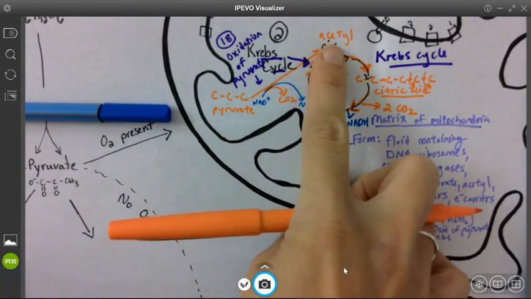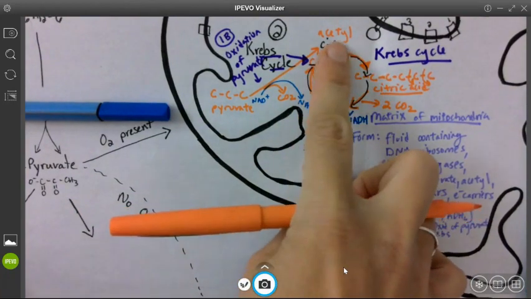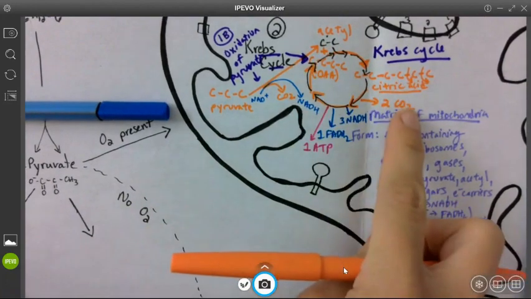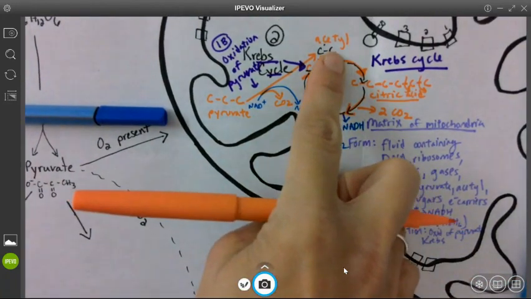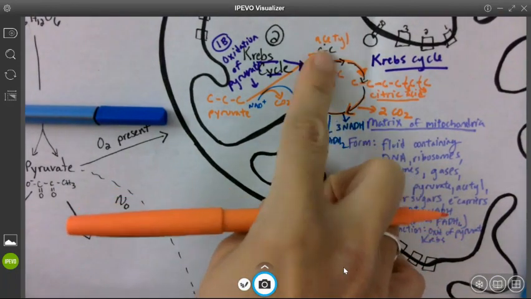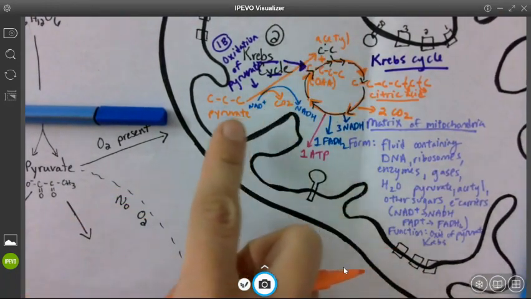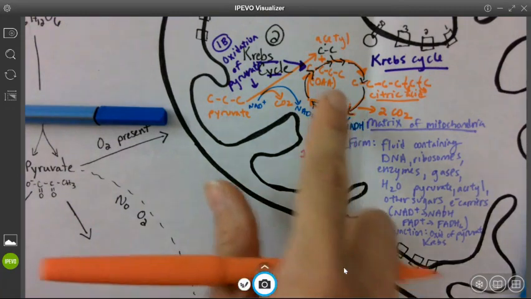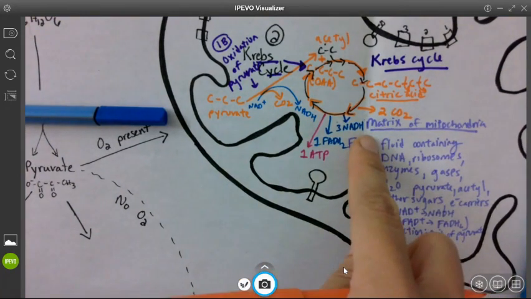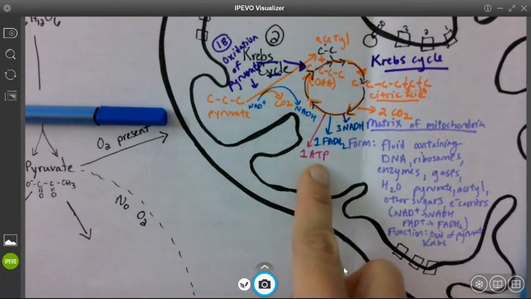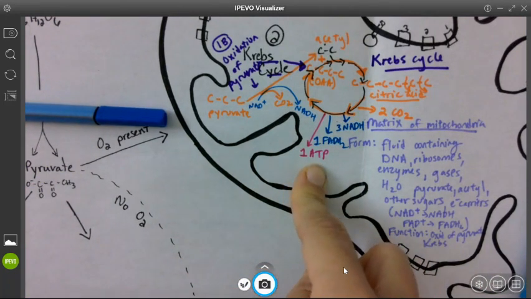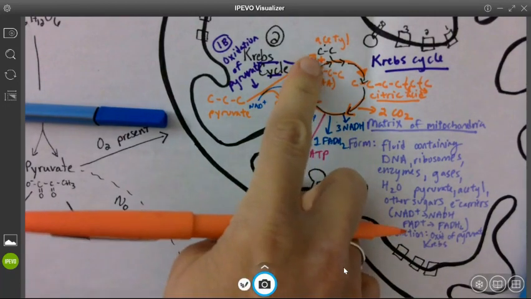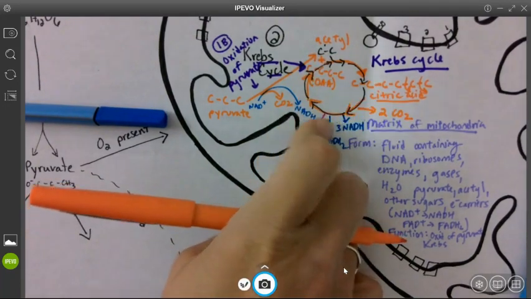So the first acetyl will enter the Krebs cycle, join with an OAA. This cycle will continue to produce carbon dioxide, NADH, FADH, and ATP. Then the second acetyl will enter the Krebs cycle and do the whole thing. So if you're talking about processing an entire molecule of glucose, you'll produce 4 CO2, 6 NADH, 2 FADH2, and 2 ATP. So the purpose of the Krebs cycle really is to continue to get as much energy out of this acetyl as we can.